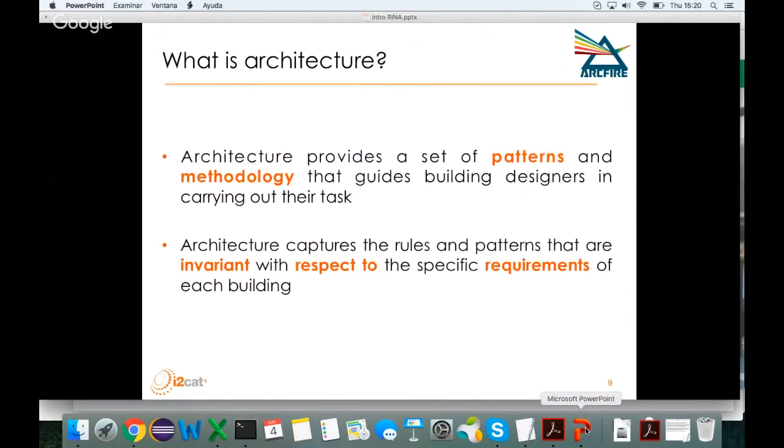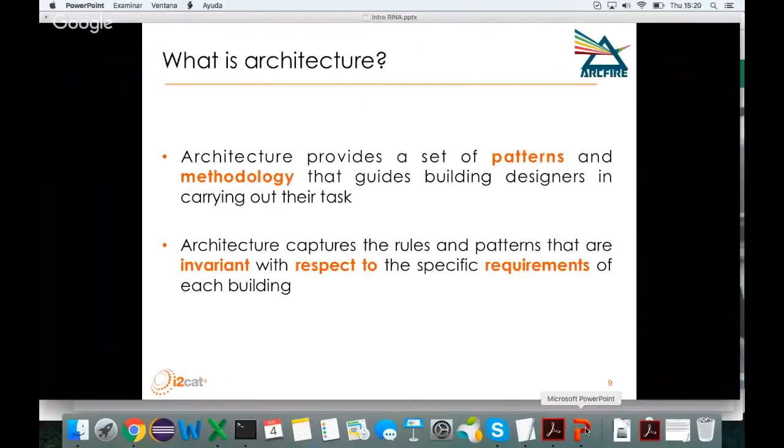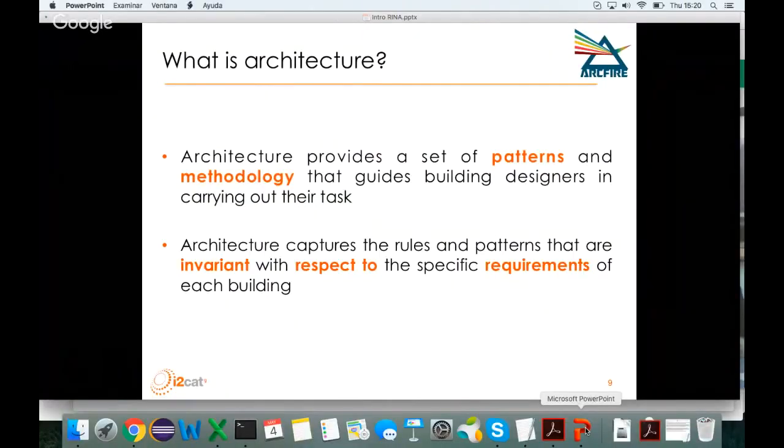So if we recap, what is architecture? Architecture provides a set of patterns and methodology that guides building designers to do their task. And what the architecture captures, these rules and patterns, are what are invariant with respect to the specific requirements of each building. So they are rules that you can apply in designing any kind of building. Okay? So let's remember this definition. That is architecture. Is it right?